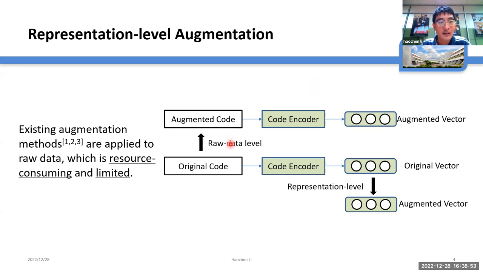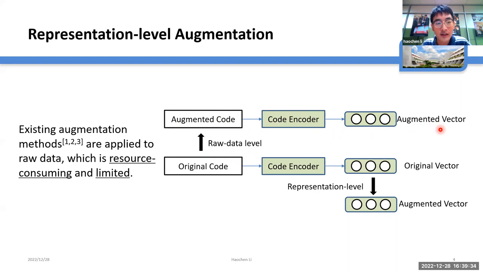First, as I mentioned, these existing methods are applied to raw data. So they are raw data level, which means that to get the augmented version of the original code, we need to first apply the raw data level augmentation to get the augmented code. And then we need to use the code encoder to encode the augmented code again to get the augmented vector. Which means, in other words, if we want to get the original vector and augmented vector, we need to encode the original code and the augmented one twice, which is really resource consuming.